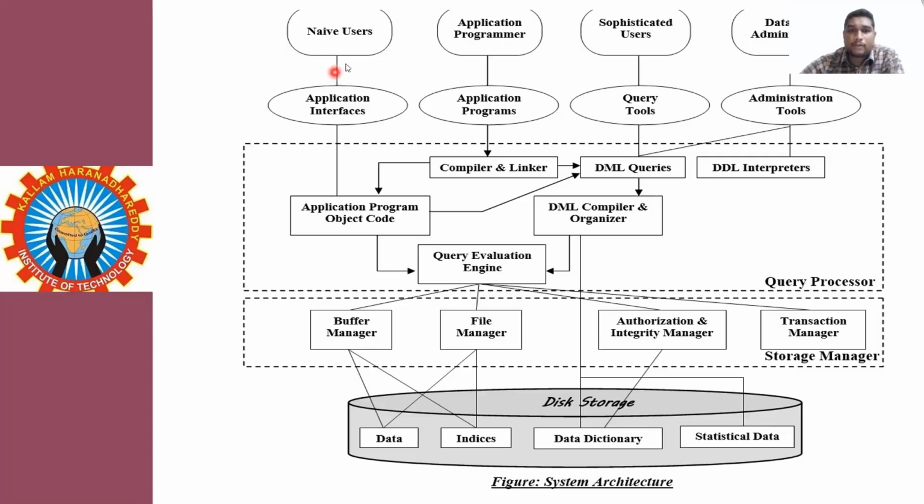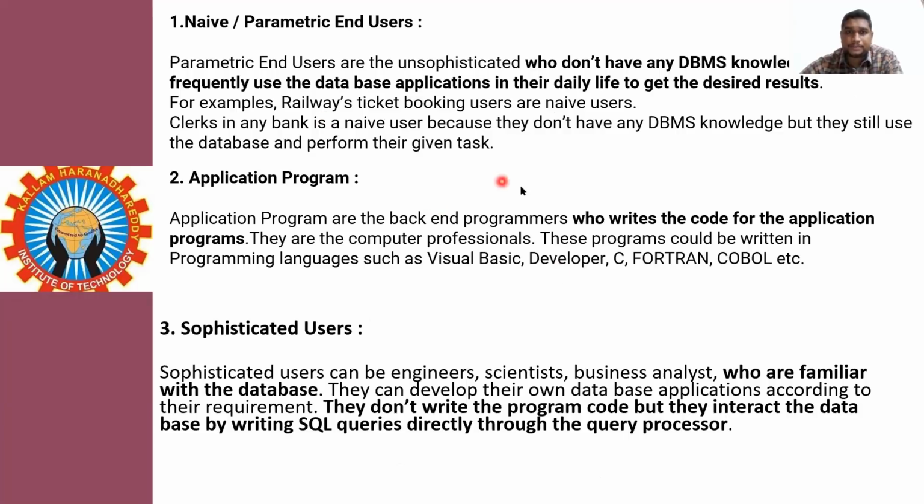Okay, but we have to understand technical words called naive users, application programmer, sophisticated users, DBA. Next, compiler. Already you are studying the C language, compiler and linker. Next, DML queries. Next, DDL interpreters, compiler, organizer, query evaluation engine. These are various parts. This is the architecture, which consists of various components. Right. Coming to users.